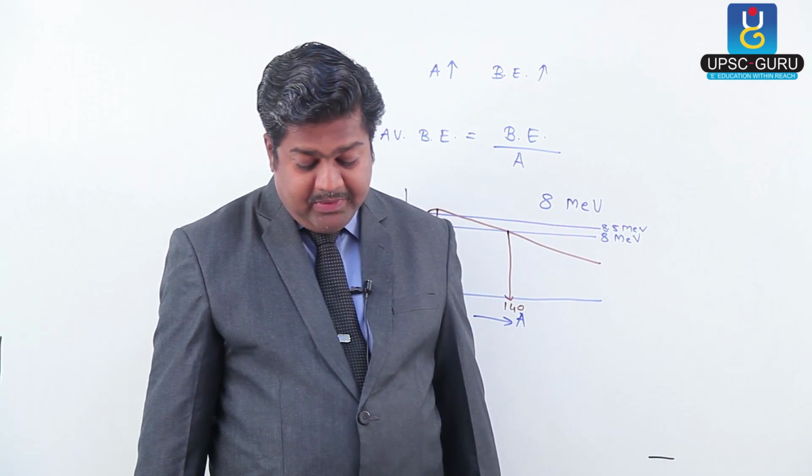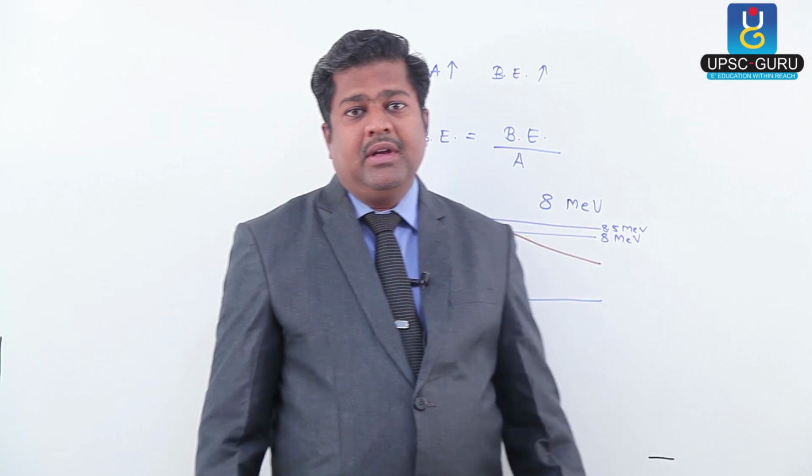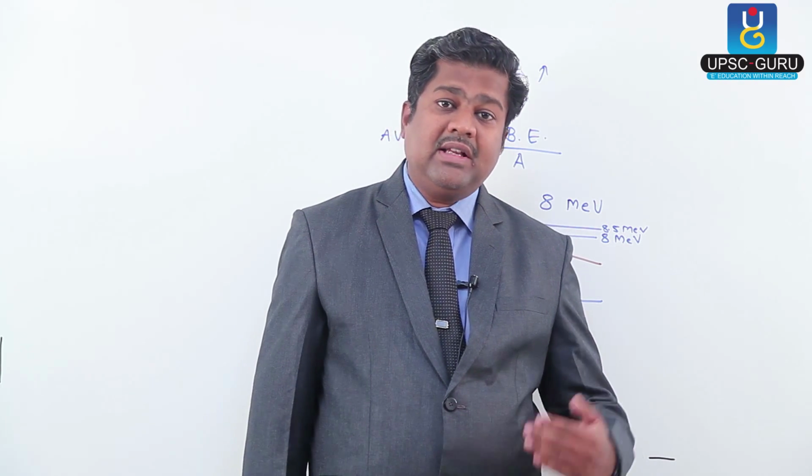Alright, so this is about nuclear stability we are discussing. In the next part, we are going to discuss other aspects of nuclear stability, that is the even and odd rule, and magic numbers. All this we have to discuss in the next part.